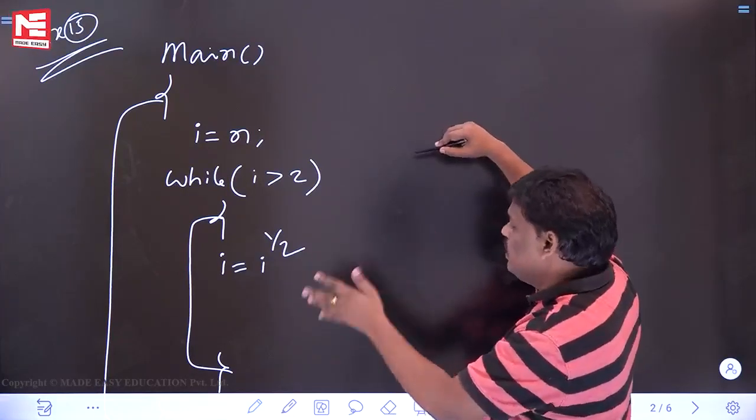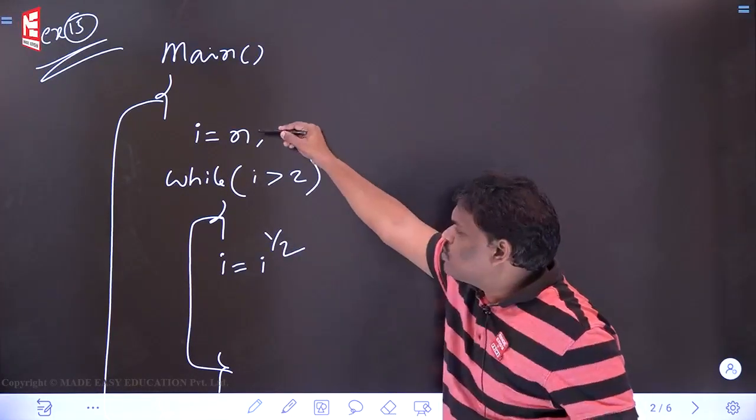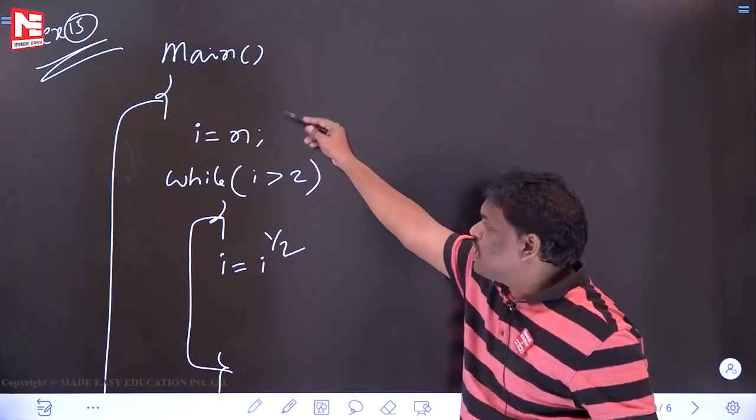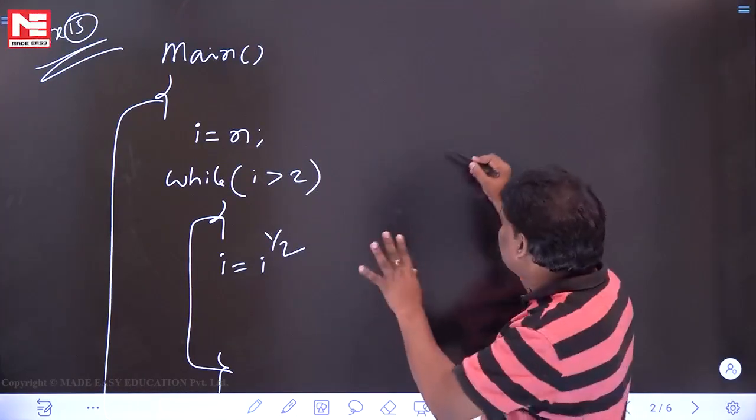Previous problem, this problem different. What is the previous problem? Start from small, means I is equal to 2. Afterwards I is equal to I square. But here start from big number, root. Let me give a small example.